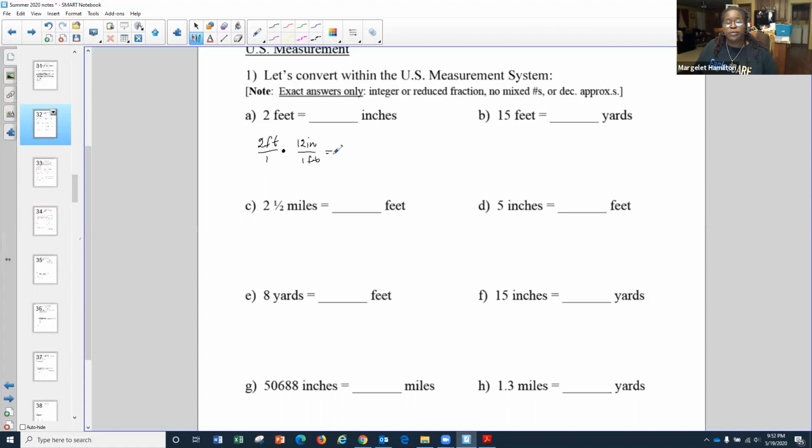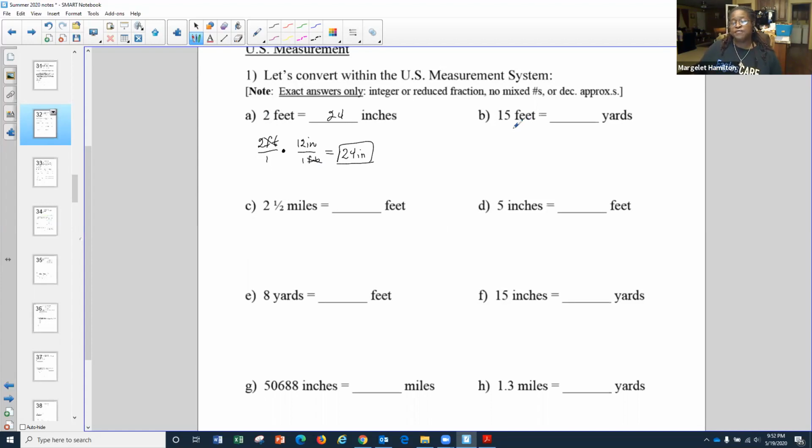So here we are. We see that our feet will cross out and we're going to be left with inches, which is what we're looking for. And when we multiply across, 2 times 12 gives me 24 inches. So 2 feet equals 24 inches. Okay.